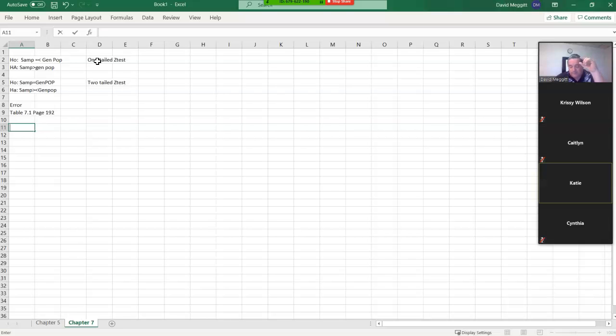Okay, so when the HO is true, but we reject the HO. What it's saying is that the sample population that I've got is different from the general population. So I'm rejecting that, but it turns out that the sample population was not different than the general population. So this is a false positive test.